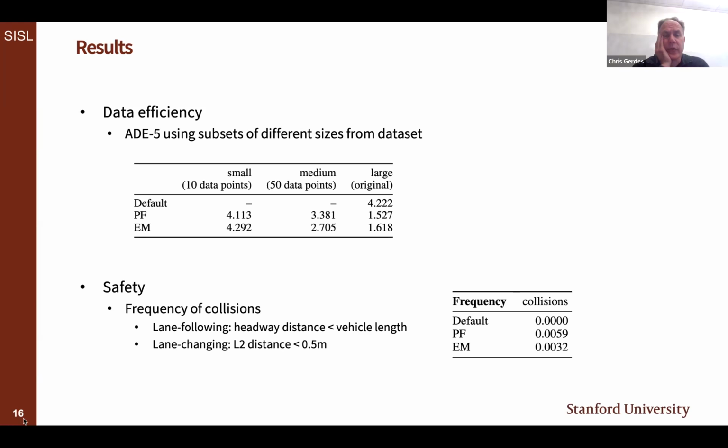So what's the frequency? What are the units on that? Oh, that's the number of collisions over the number of trajectories, or the number of vehicles is the denominator. And then I only counted once if a vehicle has a collision with another vehicle or not. Okay, did that answer your question? Yes. Okay.